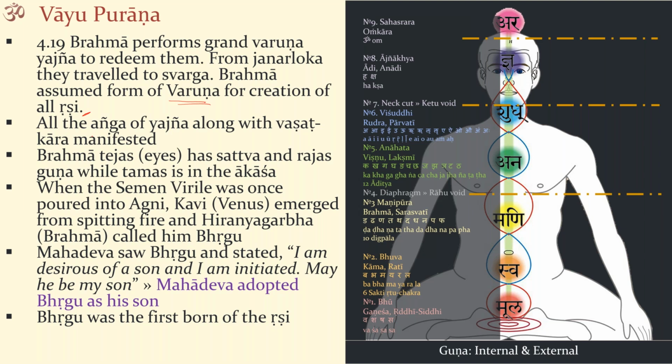See, the rishi came down from Janarloka as Manasaputra of Brahma. That means they had already been created. They were already there. So who created them originally? It was Varuna who created them.